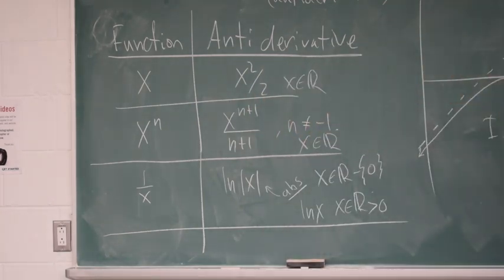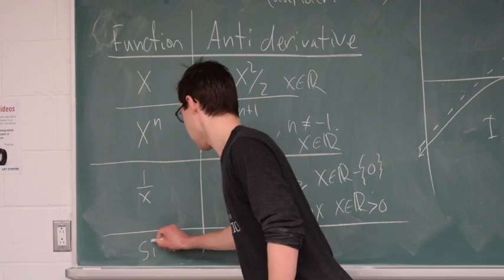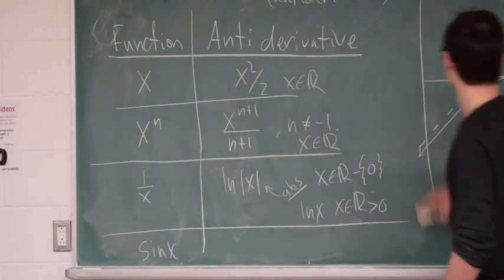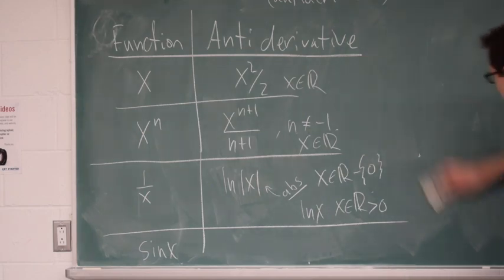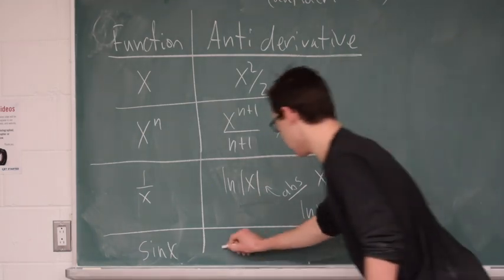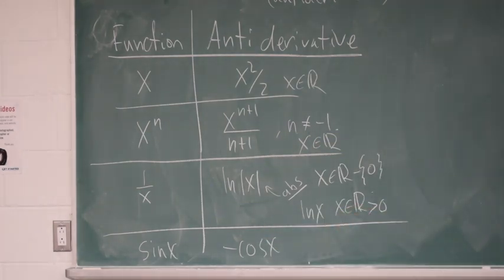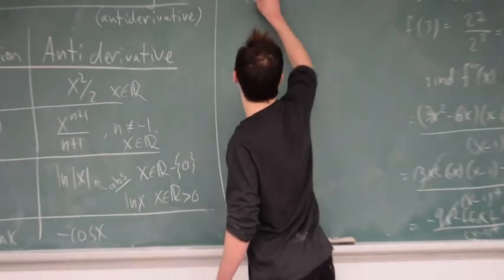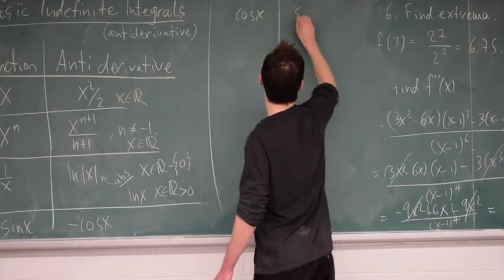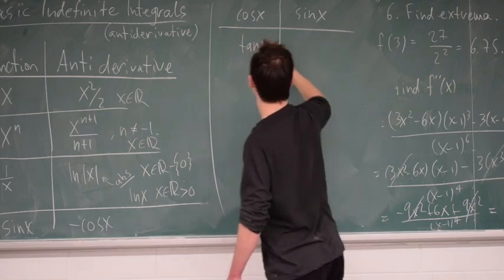Some other very important functions. We just took care of power functions. What about trig? Sine. What's the antiderivative? Quickly. Negative cosine. Negative cosine x. All right? Just take the derivative. Negative sine. Cool. Okay. Cosine. Antiderivative is sine x. All right. Tan x.